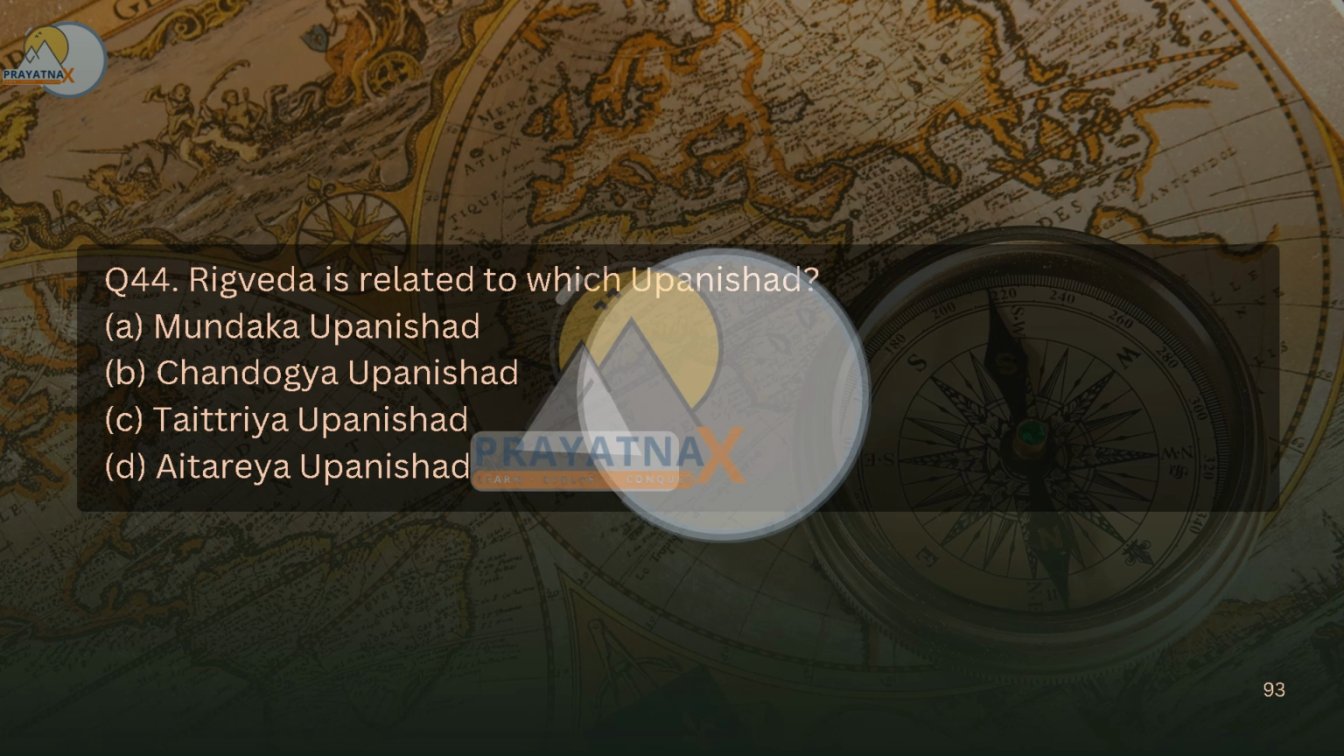Rigveda is related to which Upanishad? I hope this is very easy for you now. Rigveda is related to Aitareya Upanishad and also Kaushitaki. I hope you are able to recall. I told you about a rapper called Raka. Forget the R, Rak. So it was Rigveda, Aitareya, and Kaushitaki. So this is the correct answer, option number D.